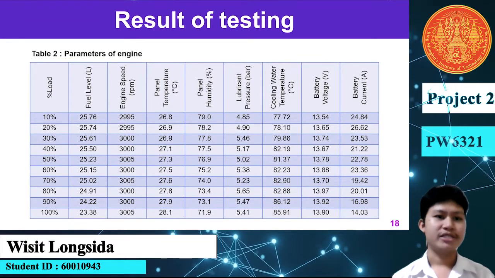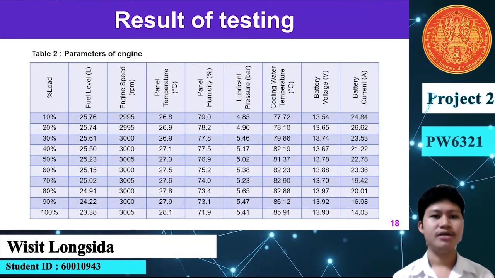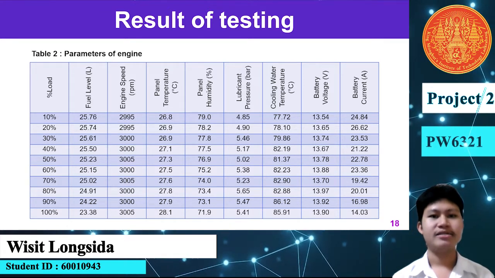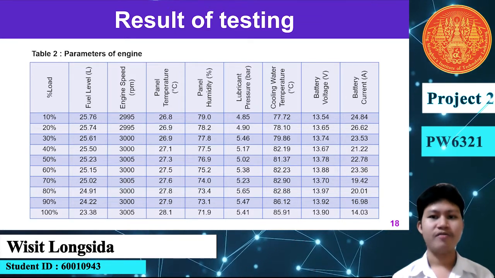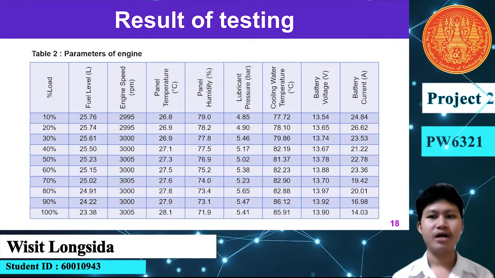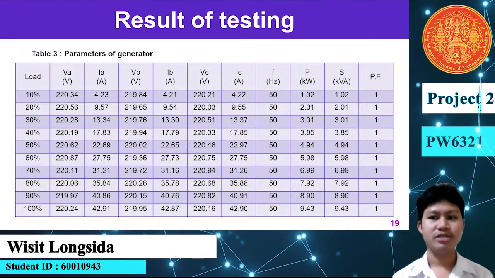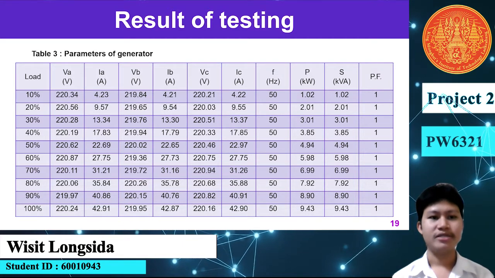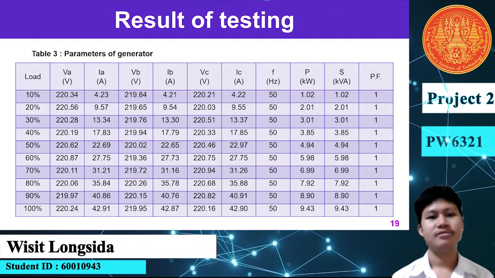Okay. For the testing, we step up electrical load 10% each time. Electrical load that we use in this testing is incandescent light bulb. Table 2 shows the parameters of engine that we monitor with our monitoring system. And table 3 shows the parameters of generator set that were measured from step 2 in the same testing.